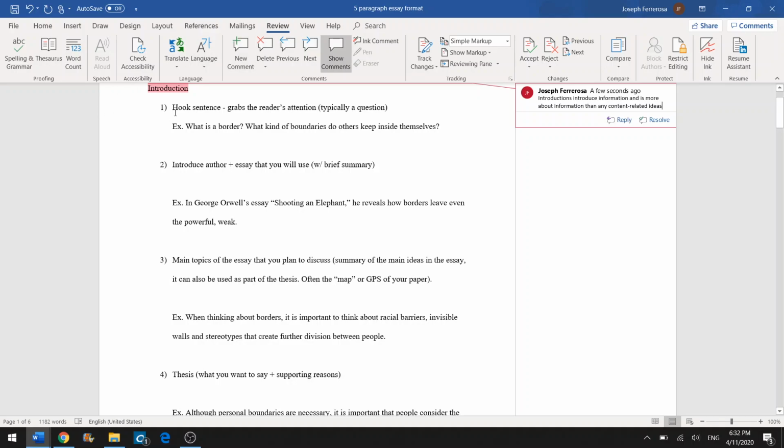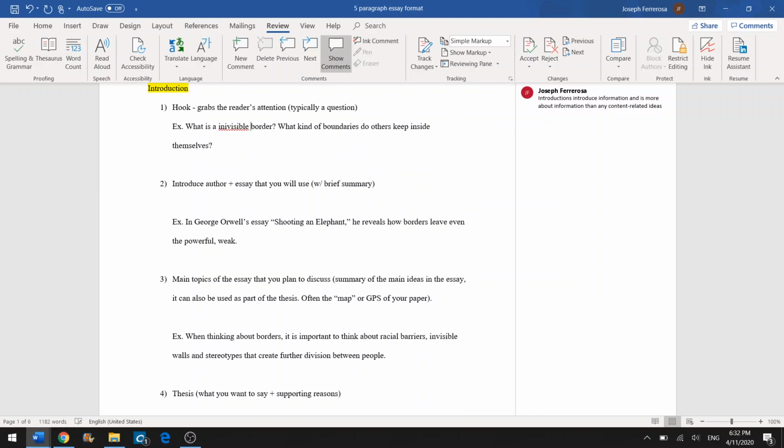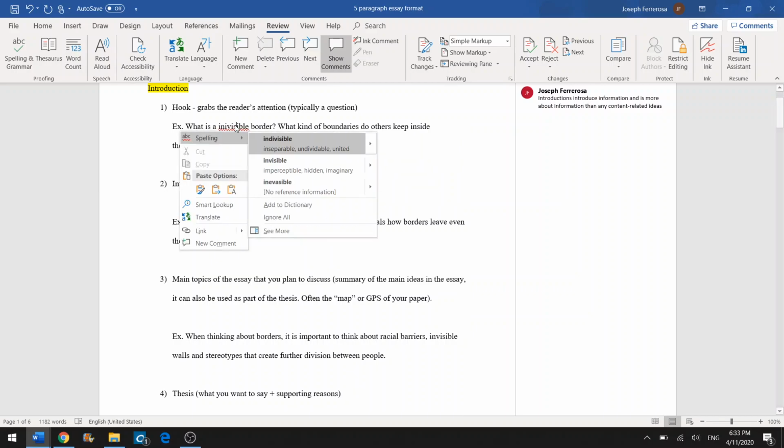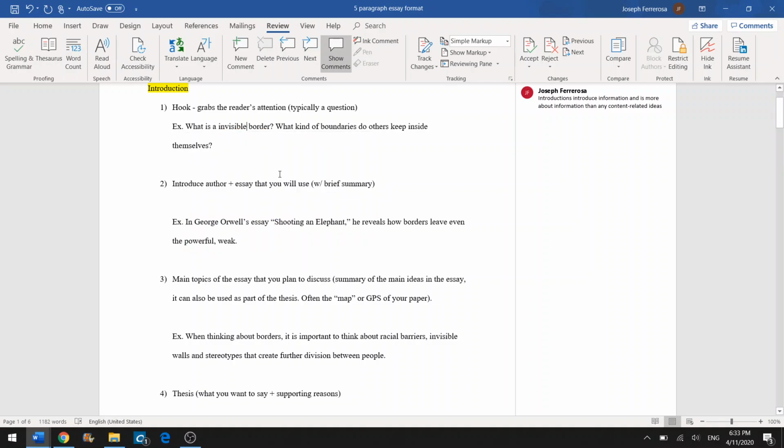All right, so the first thing you need to do is have a hook. I'm actually going to get rid of the word sentence here, because it could also be a question, and it grabs the reader's attention and brings you as well as the reader into your main subject. What is your main subject? In this case, I'm referring to Essay 2, which is about invisible borders. So you can say, what is an invisible border? Thank goodness for computers, they can correct everything for you. Invisible border. What kind of boundaries do others keep inside themselves?